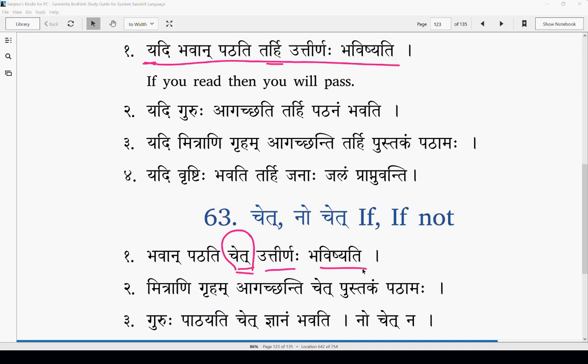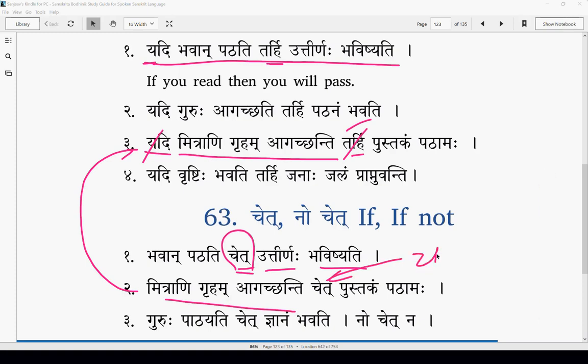Same thing: yadi mitrani graham agachanti tarhi pustakam pathamaha. This sentence is also written here. Yadi tarhi is removed, and here, after the first part, mitrani graham agachanti, we put chet. Just one word. Mitrani graham agachanti chet pustakam pathamaha. So this is important to note.